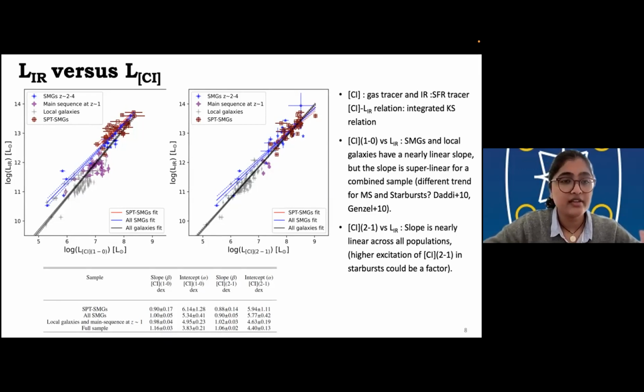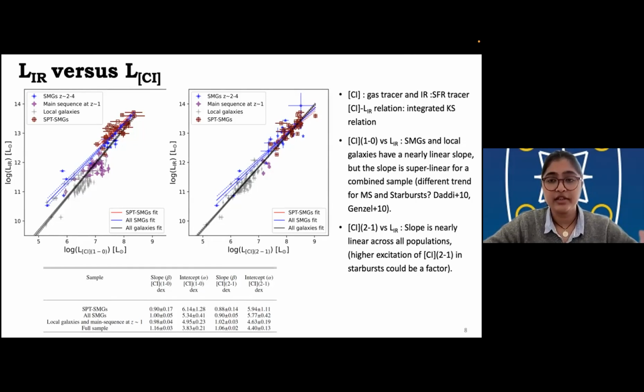What we see is that when we consider these samples individually, all of them have a more or less linear relation in terms of the IR and C1. But for a combined sample, which includes the SMGs and the local galaxies, the slope is more superlinear.